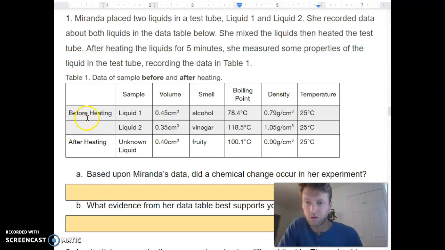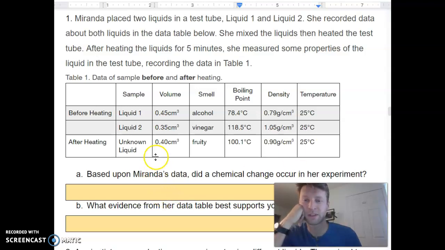Well, our first row is before we heated. We had liquid 1 and liquid 2. It gives us the volume, the amount of space that liquid 1 took up, the smell or the odor, the boiling point, the density, and the temperature. She does the same for liquid 2. And remember, those are the two things we started with. And then after she mixed and heated, she has this unknown liquid. We've got its volume, its smell, its boiling point, its density, and its temperature. I want you to take a moment and think about which of these properties would actually be the most helpful in determining if a chemical change happened.